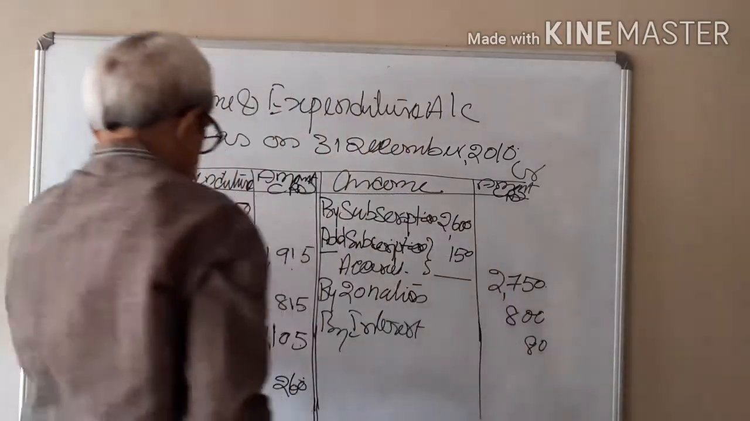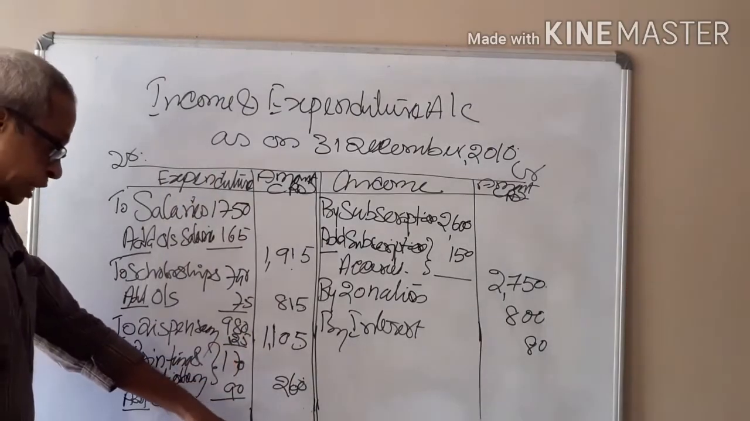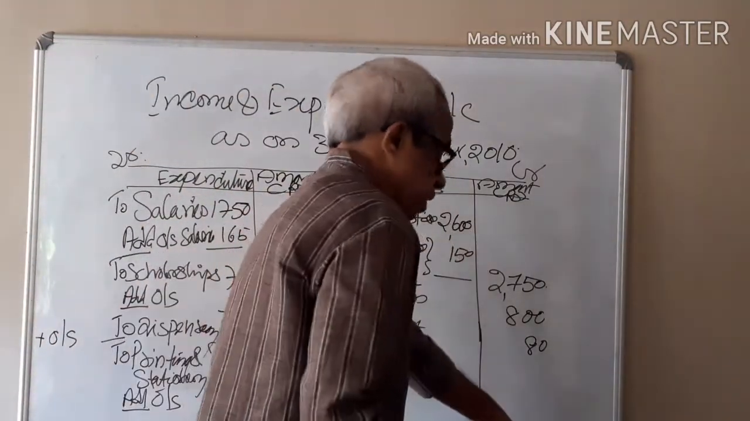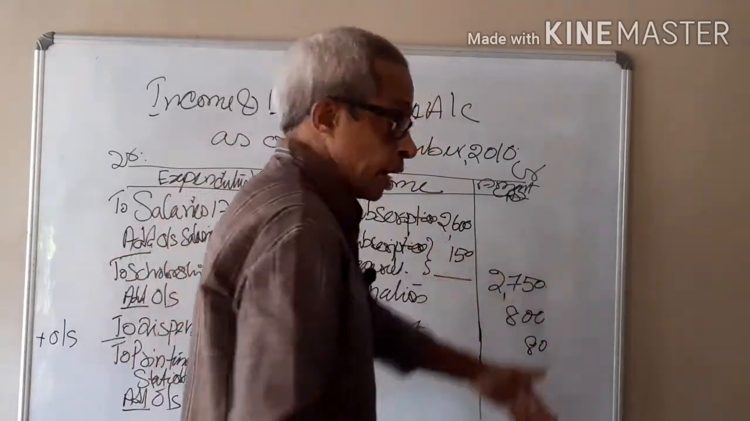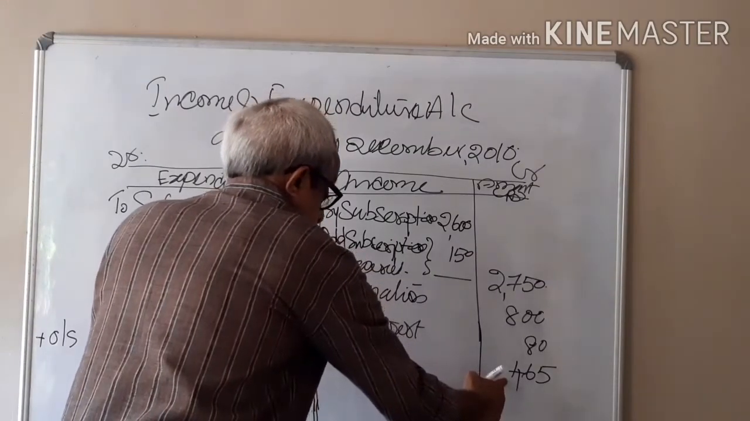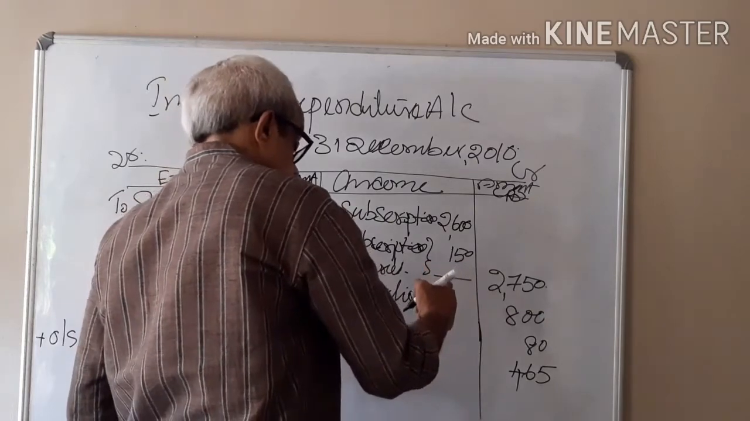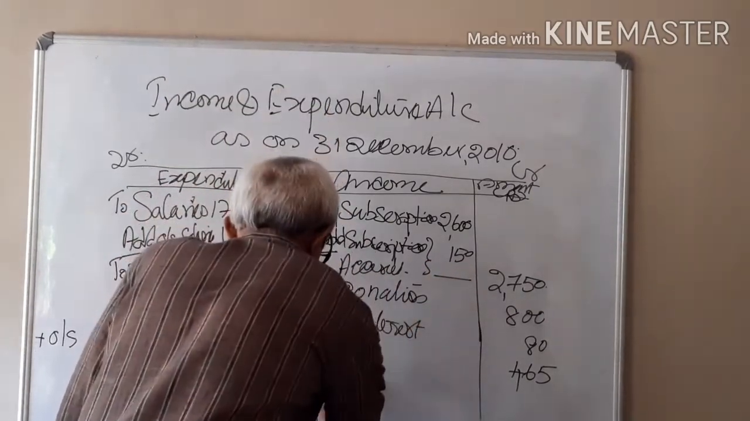That deficit amount may be shown in the balance sheet as deduction from capital fund. So the total figure on the debit side, that is expenditure side, is 4095, and we transferred the figure to the credit side of income and expenditure account. Then we balance. This is the balancing figure. That balancing figure is deficit, that is excess of expenditure over income. It is termed as deficit.